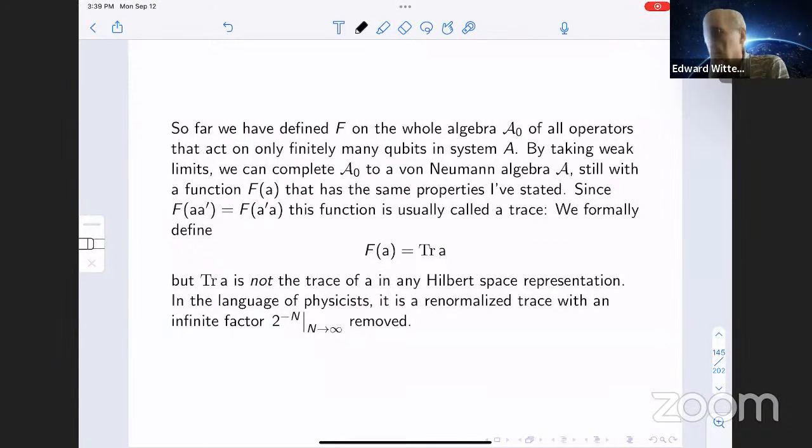Sorry. Well, it's a trace with the infinite factor 2 to the plus n removed, or a vanishing factor 2 to the minus n subtracted, added.